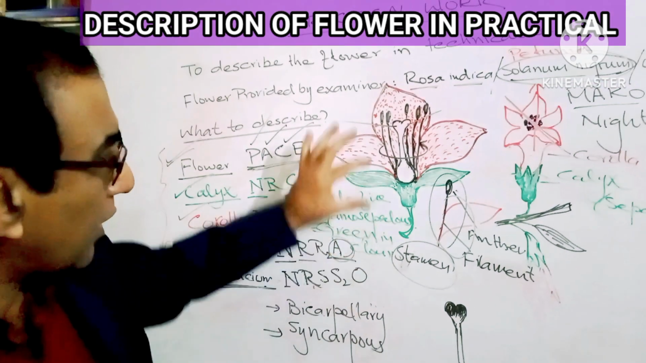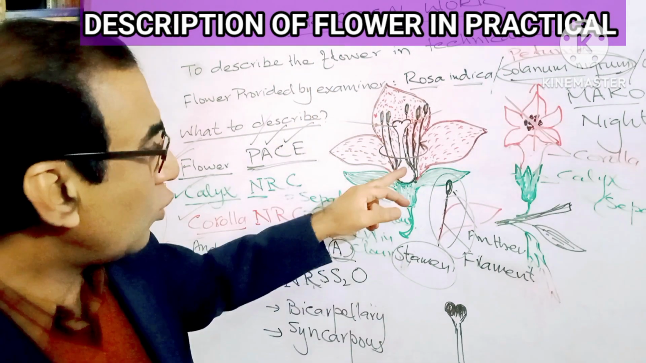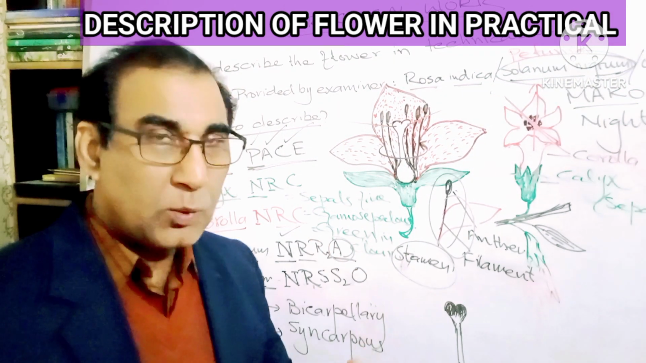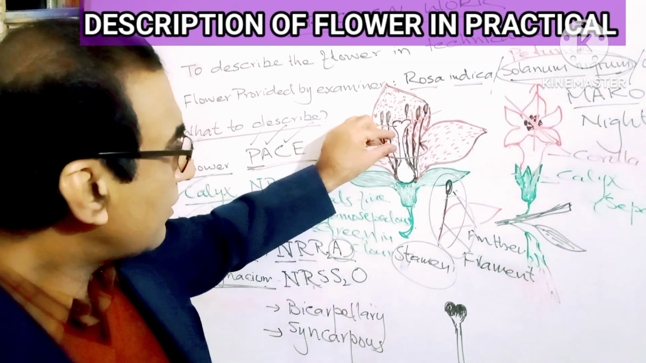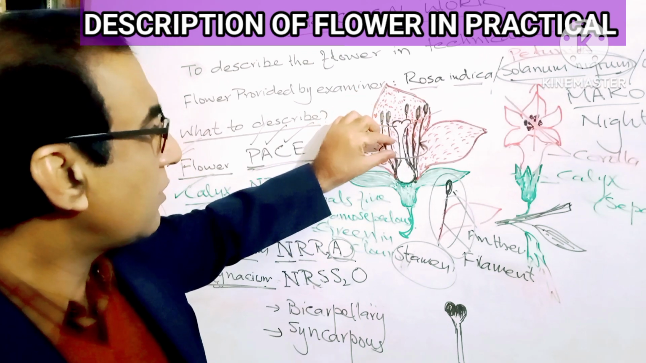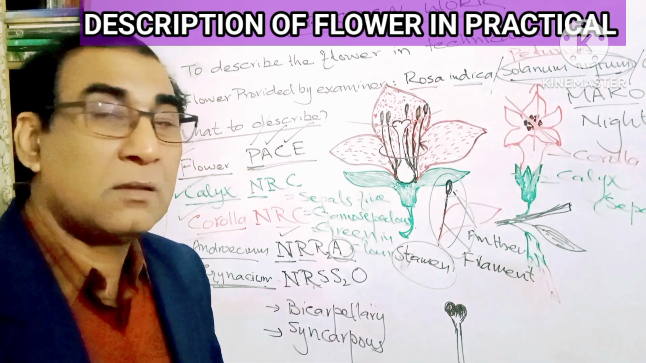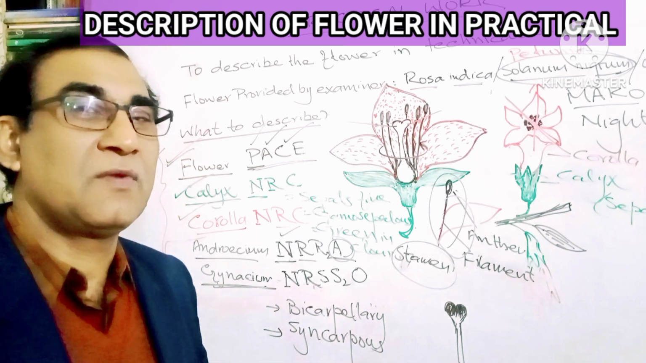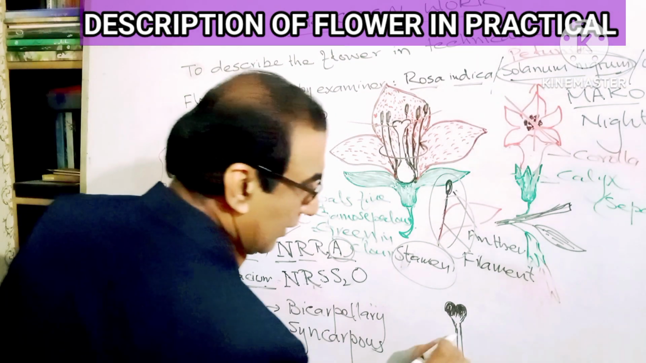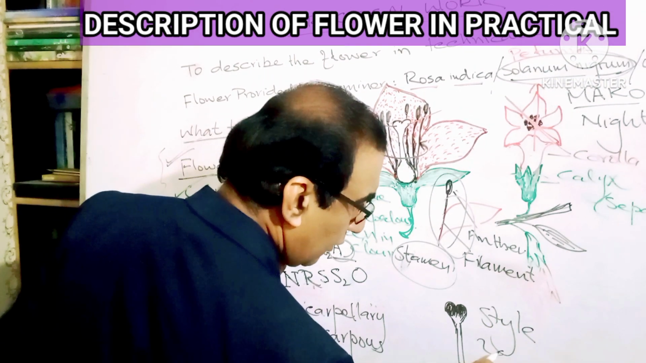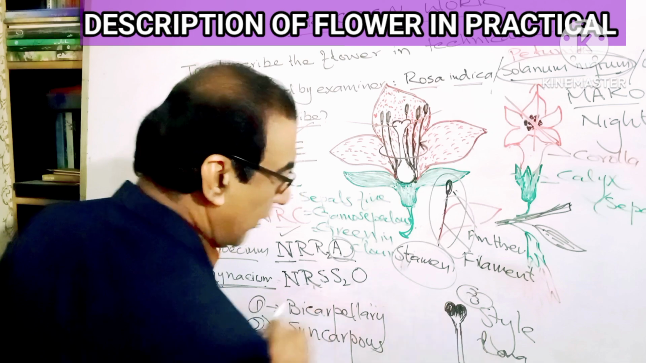Style is long. You can distinguish the space between the ovary and the stigma, you say style is long. And if the style is very short, then just starting from the ovary, there is a short style, and then starts the stigma. Here, all the flowers in your syllabus have long style. You will write style long. Okay, 1, 2, and 3, third point.